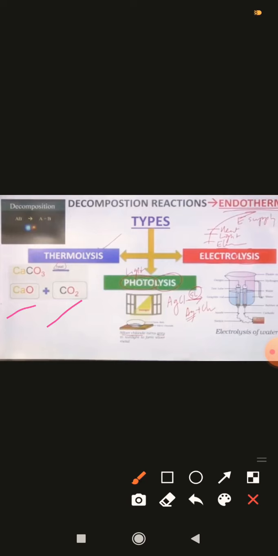And the example of photolysis is silver chloride, AgCl. It turns grey due to the sunlight and forms silver metal. So to decompose the silver chloride, photolysis takes place, and due to that the silver metal separates. Understood? So let's move to electrolysis.